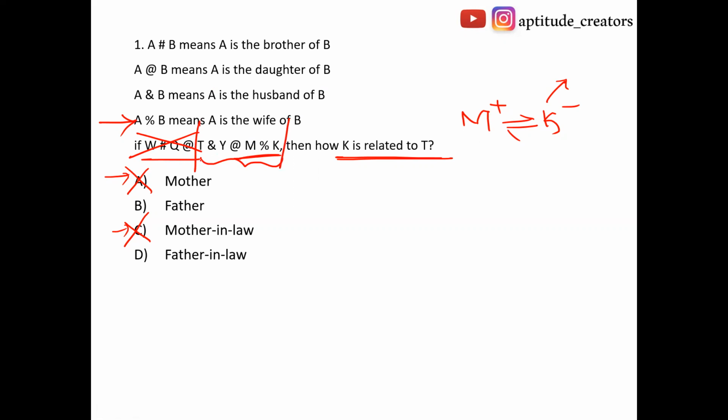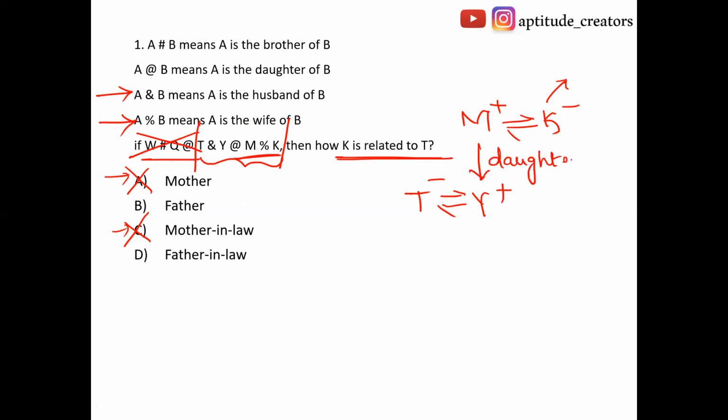Now here, what is T? T and Y. T is the husband of Y. Correct? These two people are couples. Y at the rate M. Y is the daughter of M.